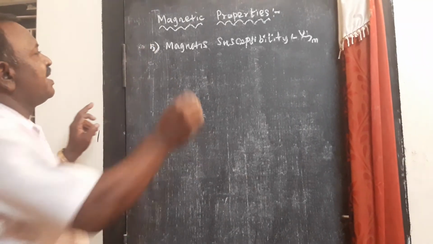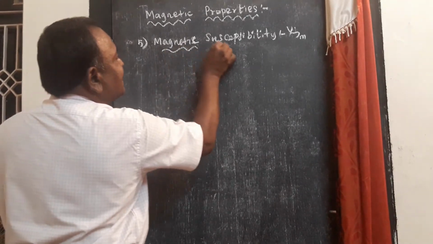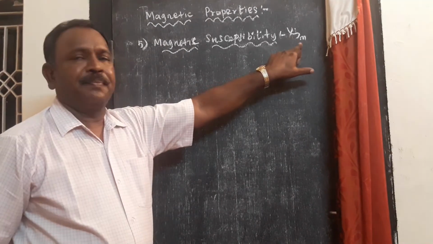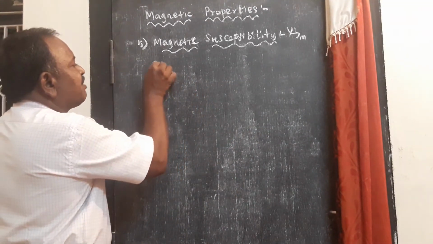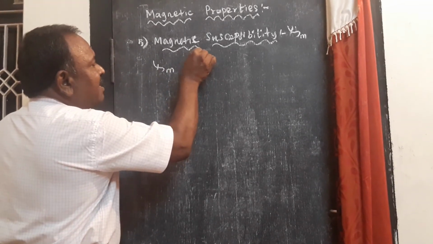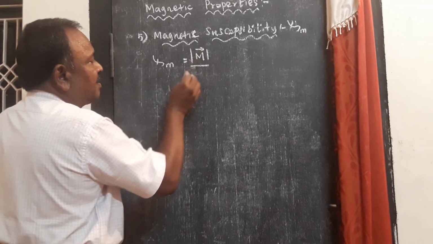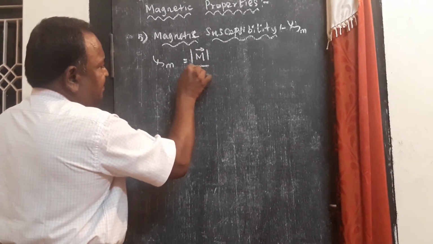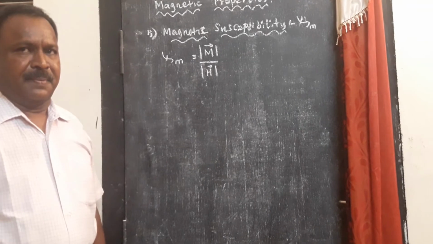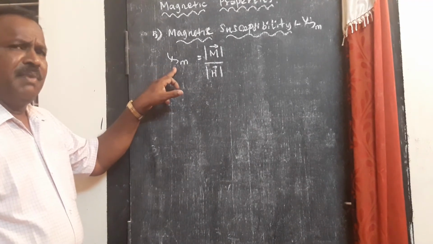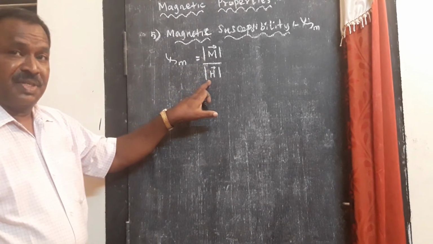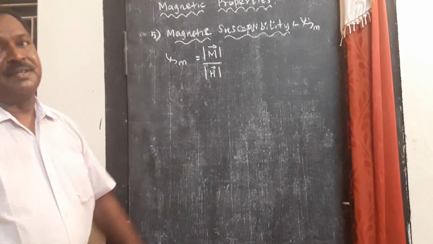The next property is the magnetic susceptibility. It is represented by chi m. Magnetic susceptibility is given by the formula chi m is equal to intensity of magnetization by magnetizing field. So this measures the magnetic susceptibility. Magnetic susceptibility is the ratio of intensity of magnetization to the magnetizing field.